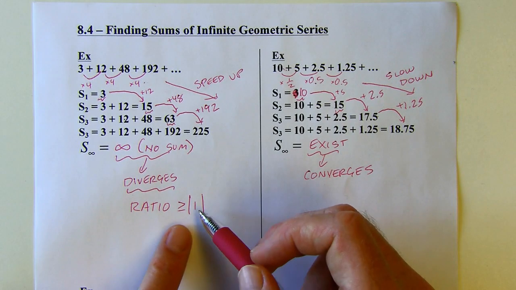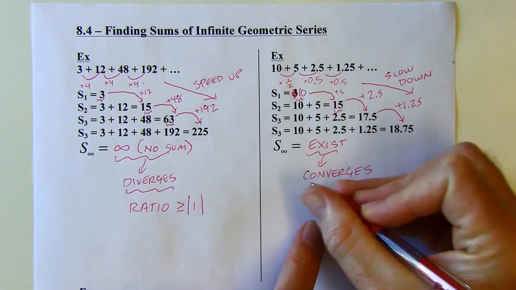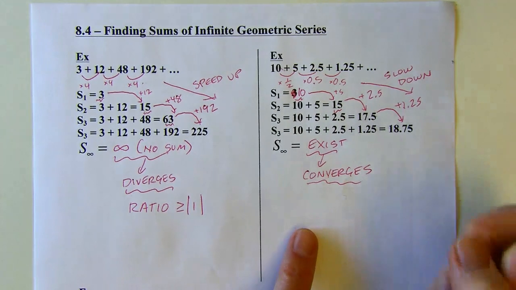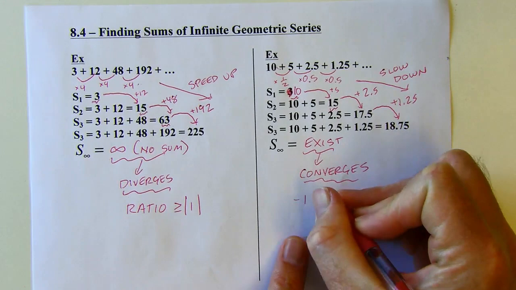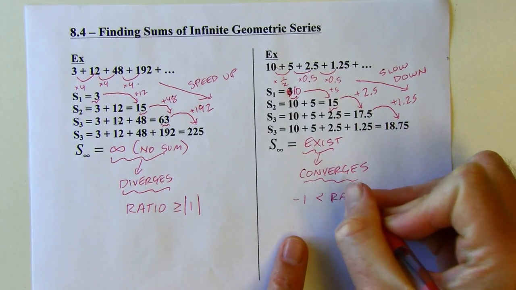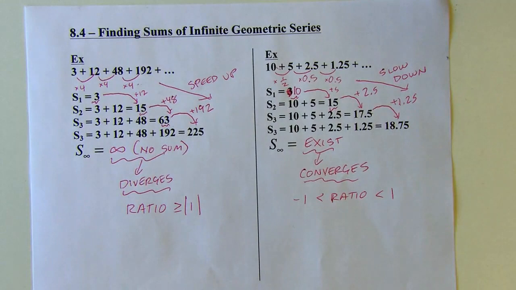We just don't want a ratio that's between 1 and -1, because if we got that, then we've got a converging series. So this is when our ratio is going to be somewhere in this zone. If it's exactly 1, then it's going to diverge.